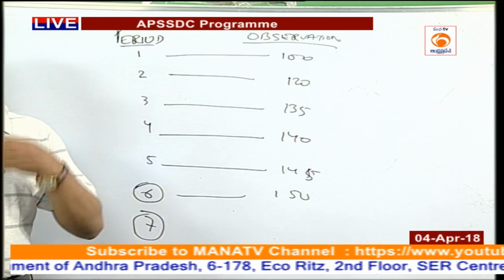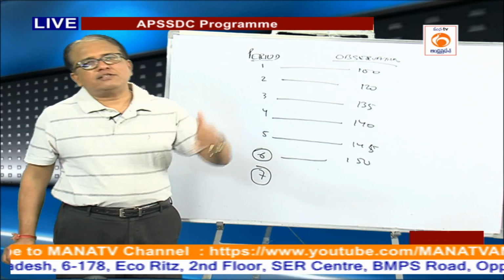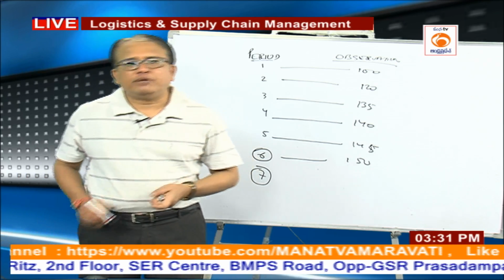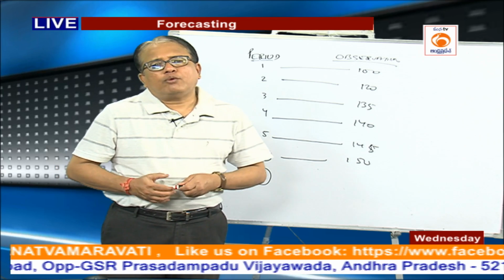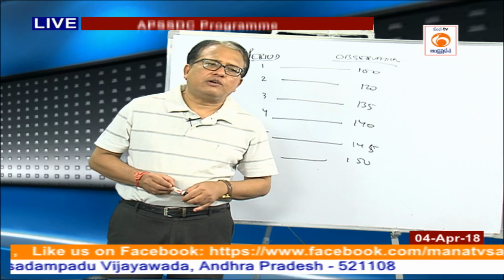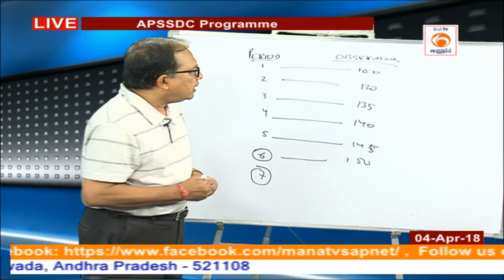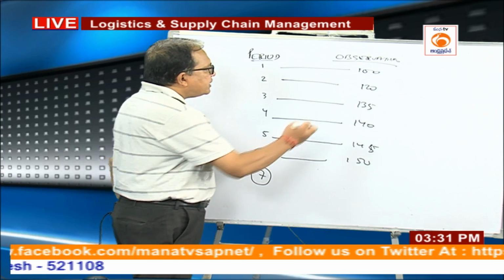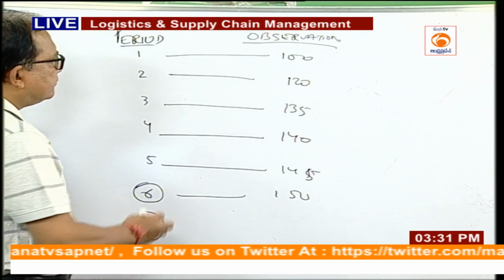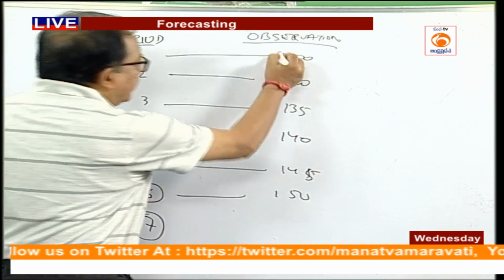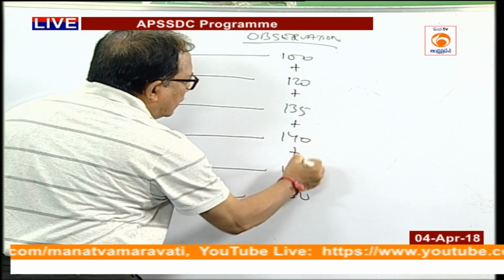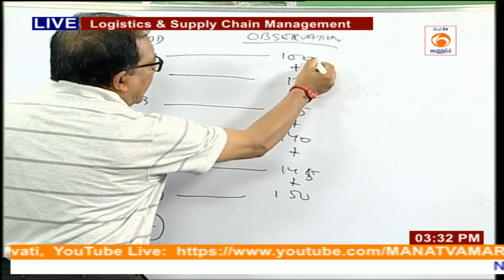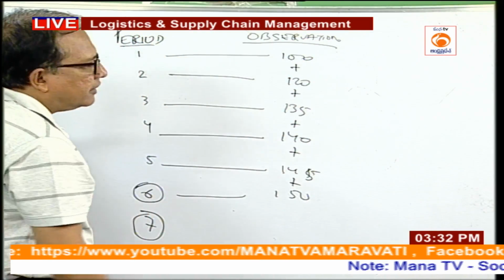So, there are 4 ways of doing it. One is applying cumulative mean, one is applying simple moving average, and one is doing weighted moving average or the exponential smoothing. When you say cumulative mean, you simply add all the observations and divide by the number of observations.